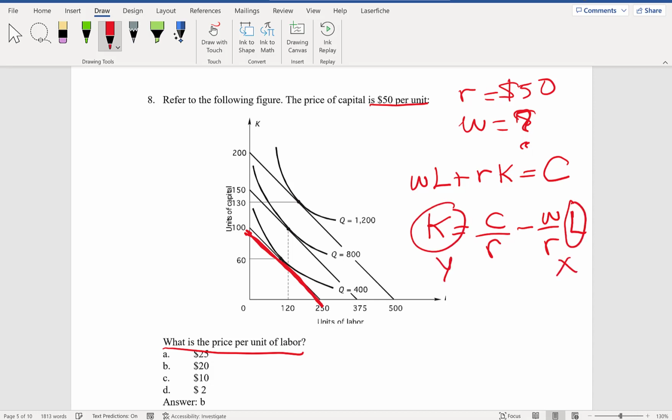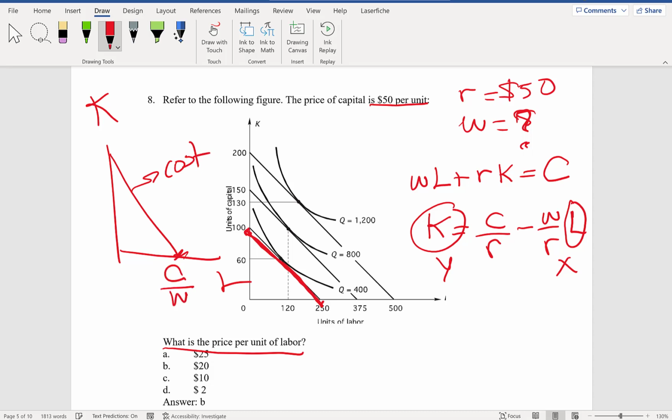Alright, and what about these intercepts? Remember, we have capital and labor. The X-intercept is the total cost of producing this line, C, some dollar amount, divided by wage rate. So total cost of $1,000, right? Total cost divided by wage rate is the X-intercept, and total cost divided by rental rate is the Y-intercept. So this 250 is total cost divided by wage rate, and this 100 is total cost divided by rental rate.